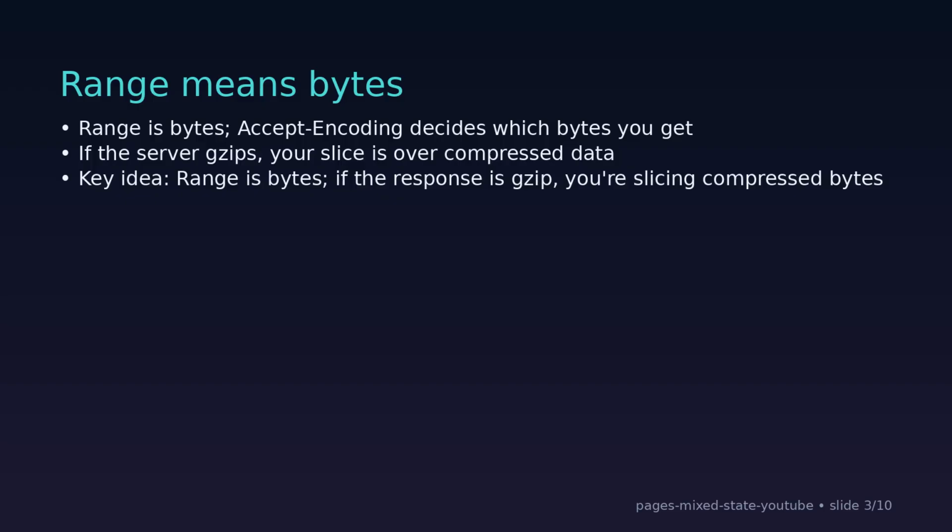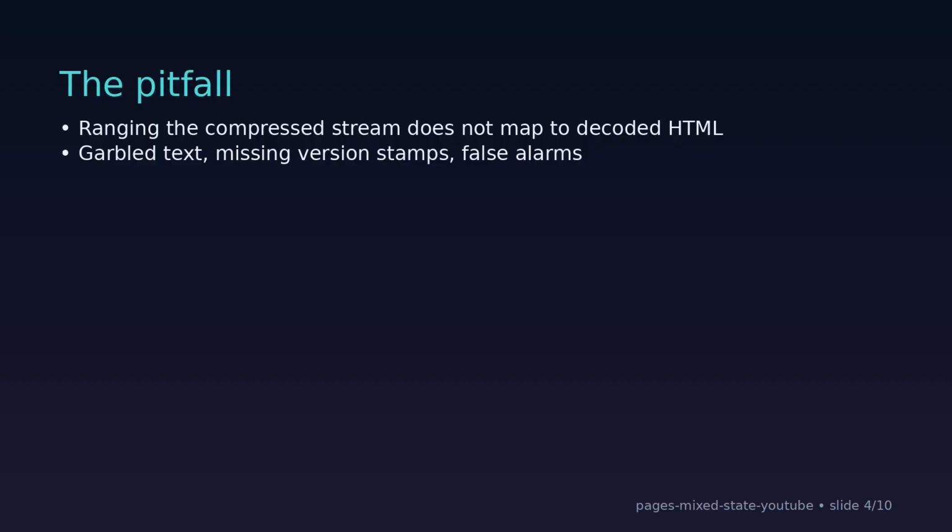Step 1. Check headers before sampling. You want to see if the server supports ranges and whether it is compressing the response. Use curl -I https://user.github.io/site | egrep 'Accept-Ranges|Content-Encoding|Content-Length'. If you already see Content-Encoding gzip, that tells you the bytes will be compressed unless you change your request.